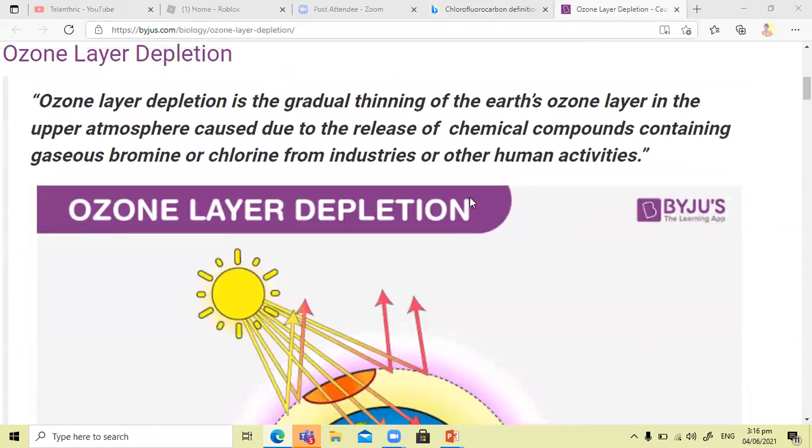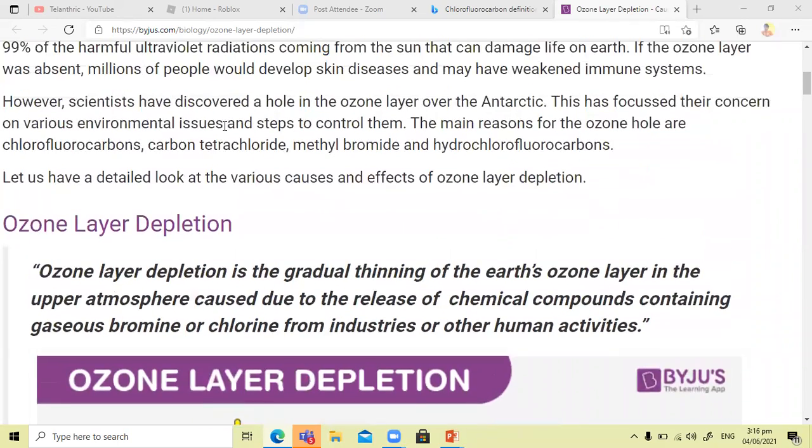Ozone layer depletion is a gradual thinning of the Earth's ozone layer in the upper atmosphere caused due to the release of chemical compounds containing gaseous bromine and chlorine from the industries or other human activities.